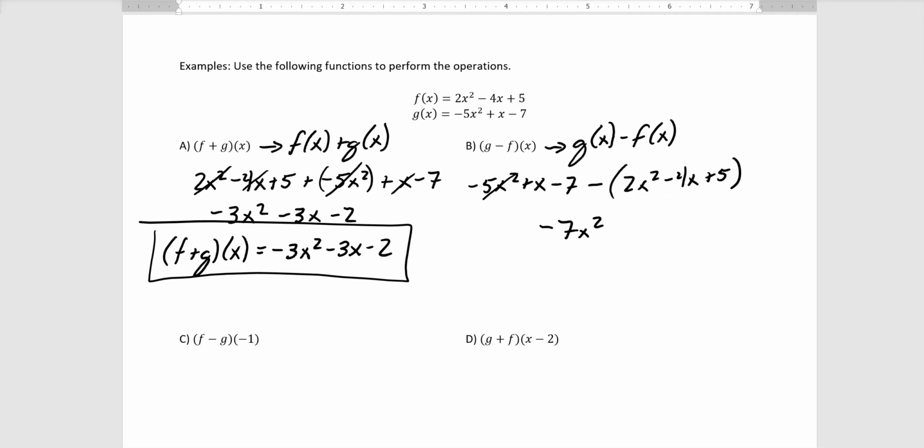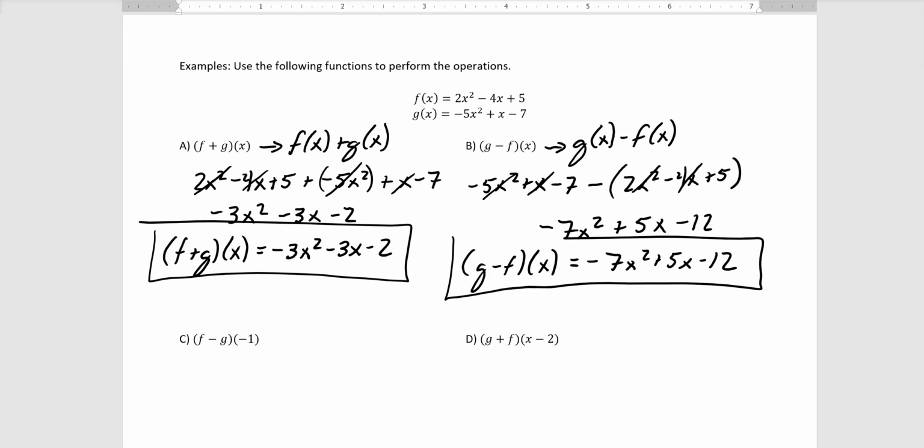We have x minus negative 4x. So I'm subtracting a negative, so that's the same as adding. So this will be x plus 4x. So this is going to become positive 5x. And then I have negative 7 minus 5. That's negative 12. So we have now found that g minus f of x equals negative 7x squared plus 5x minus 12.